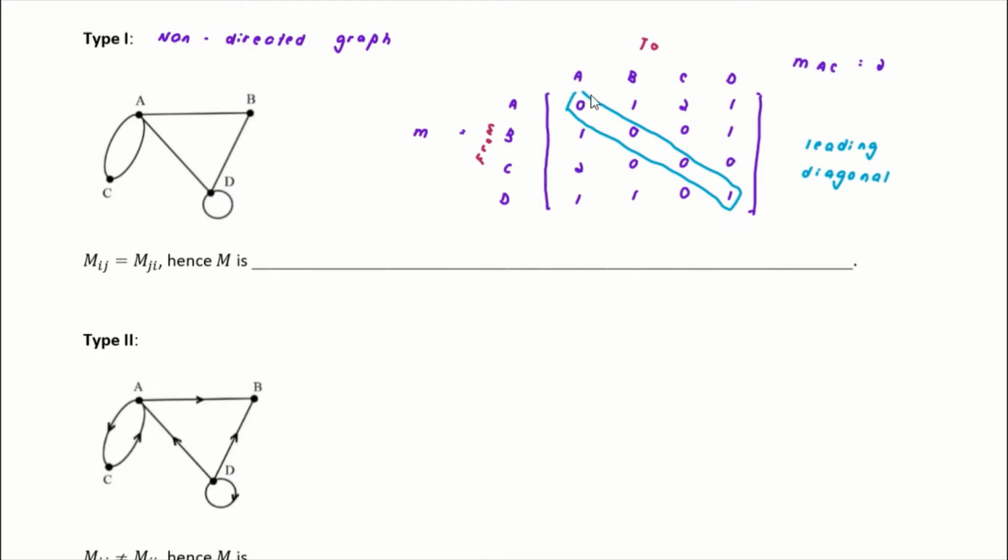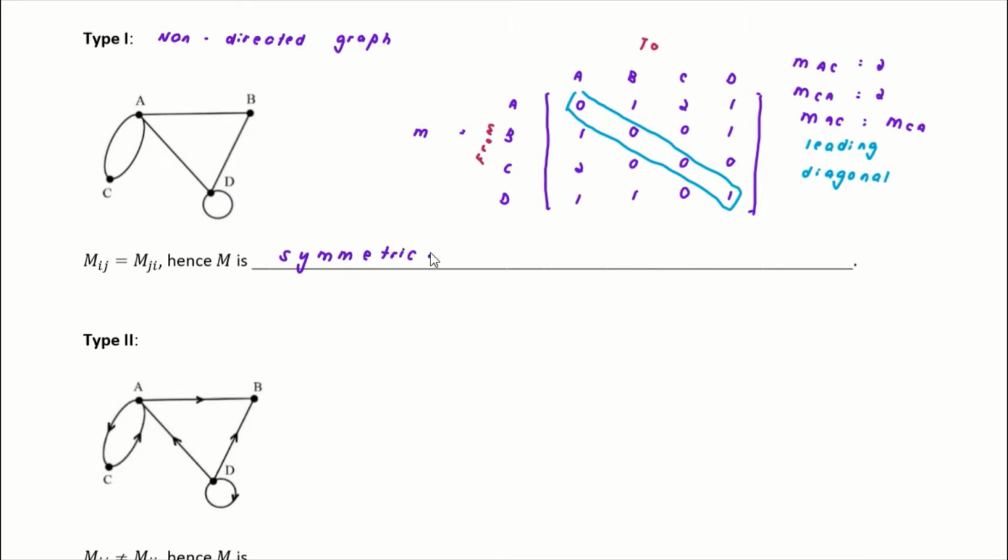Then the same thing when I check here, at row C, column A, it will give you 2 as well. So you can see that MAC will be the same as MCA. So this is what is meant by IJ and JI here. When I compare to this, you realize that BC is the same as CB. Because of these properties, for all non-directed graphs, the adjacency matrix that you produce here will give you a matrix that is symmetrical about the leading diagonal.